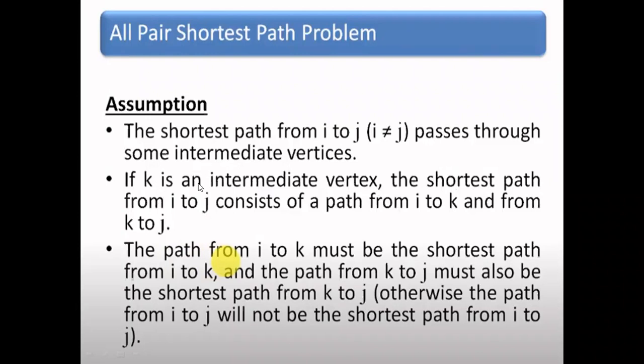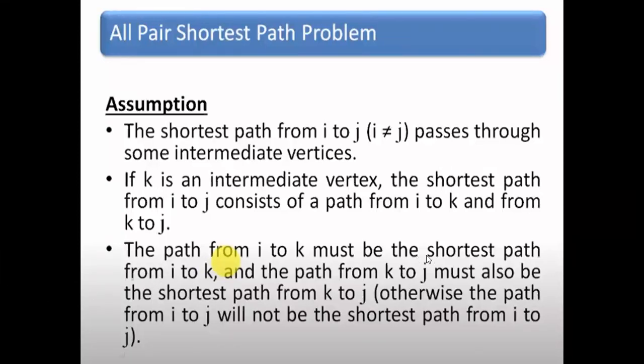So K is either 1 or 2 or 3. Suppose the graph has 3 vertices, then the intermediate vertex is either 1 or 2 or 3. Suppose K is 1, the intermediate vertex is 1, and you are finding the shortest path from I to J going through intermediate vertex 1. Suppose K equals 2, then you find the shortest path from I to J through intermediate vertex 2. If the graph has 4 vertices, it continues to 3 or 4.